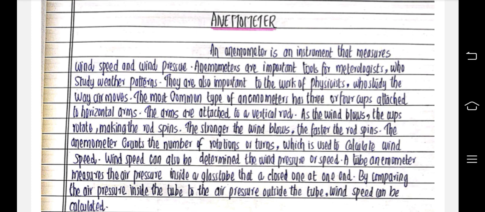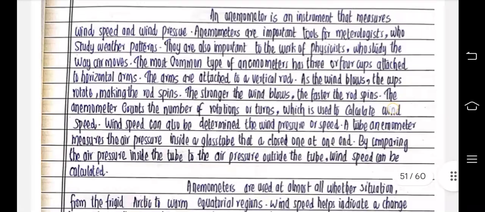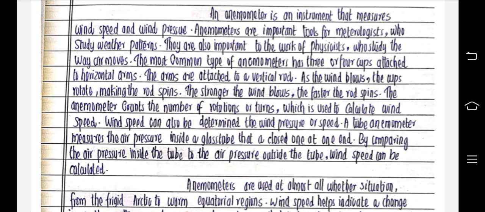The most common type of anemometer has 3 or 4 cups attached to horizontal arms. These arms are attached to a vertical rod. As the wind blows, the cups rotate, making the rod spin. The stronger the wind blows, the faster the rod spins. The anemometer counts the number of rotations or turns, which is used to calculate wind speed. Wind pressure or speed can also be determined another way.